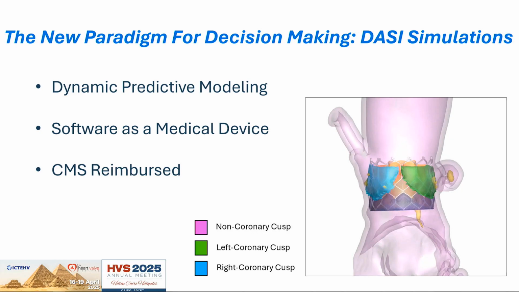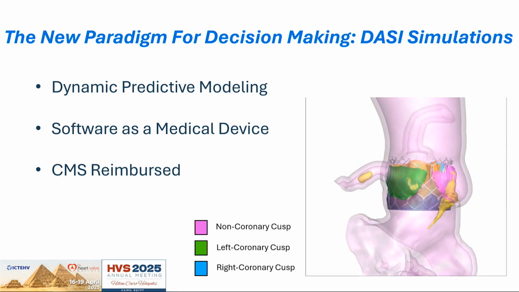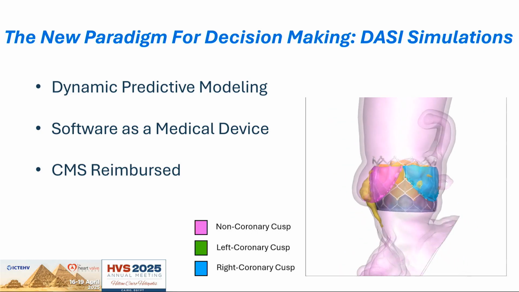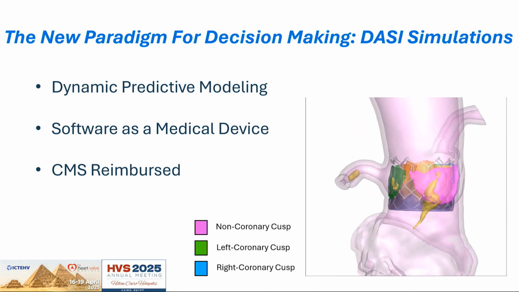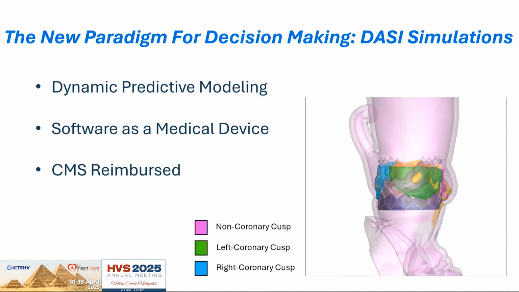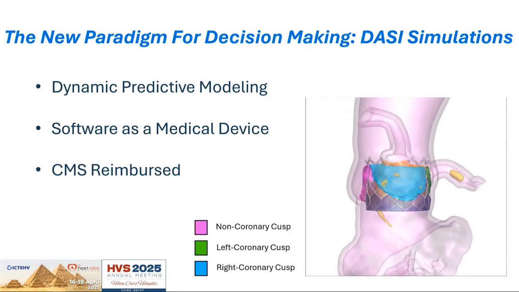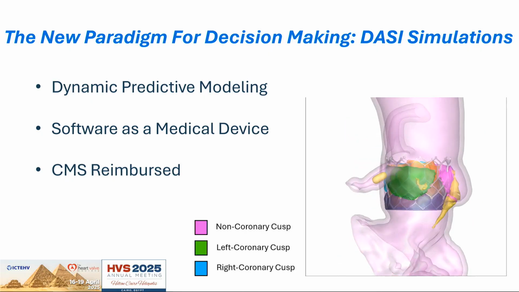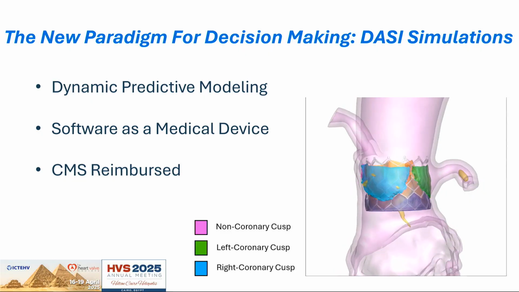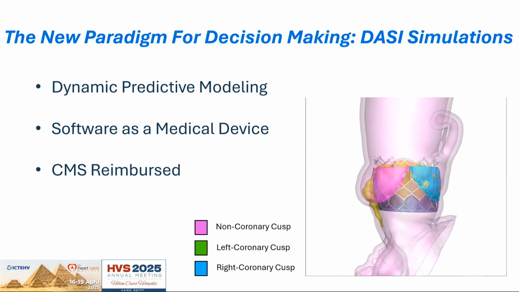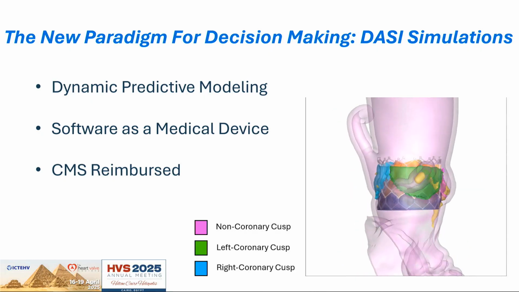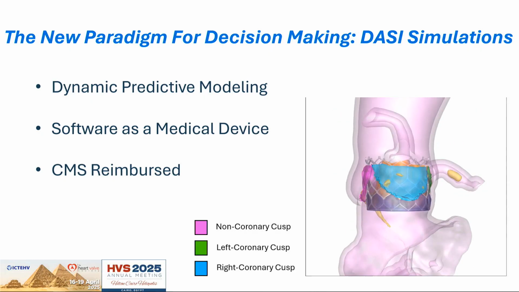So here you can see on the right is an aortic root model. You can see the ascending aorta, the coronaries, LVOT, and each of these native leaflets highlighted in different colors, as well as the calcification. So this is a dynamic model, so you can specifically look at the device-tissue interaction. And this is a newer concept, at least in the United States, through the eyes of the FDA. This is a medical device. So this is the concept of software as a medical device, and it is CMS reimbursed.